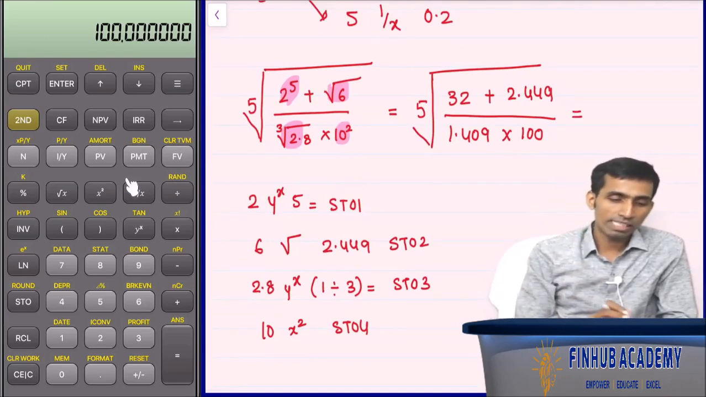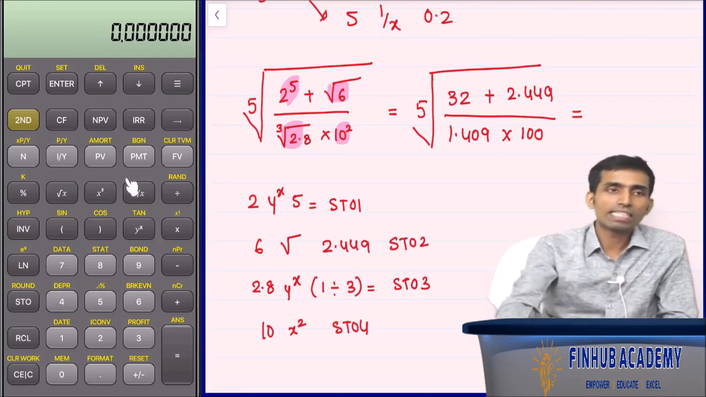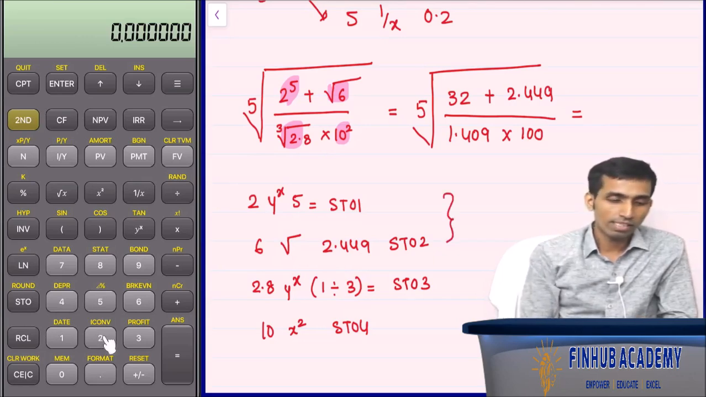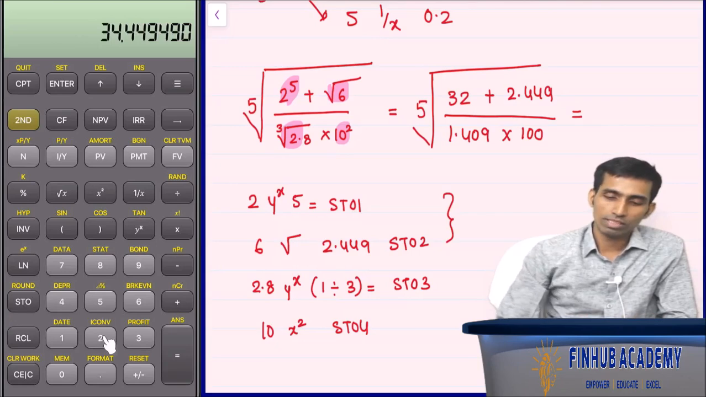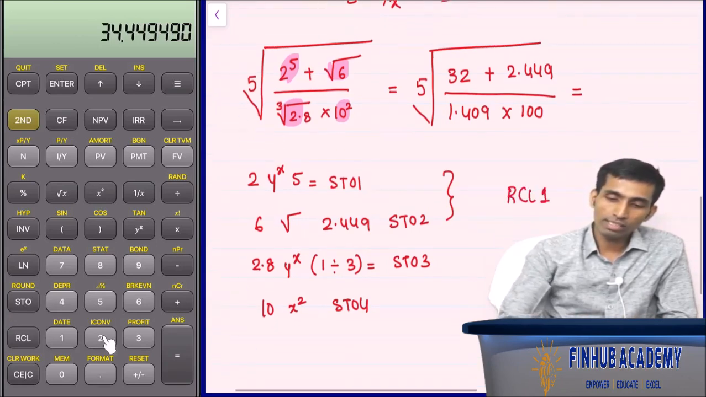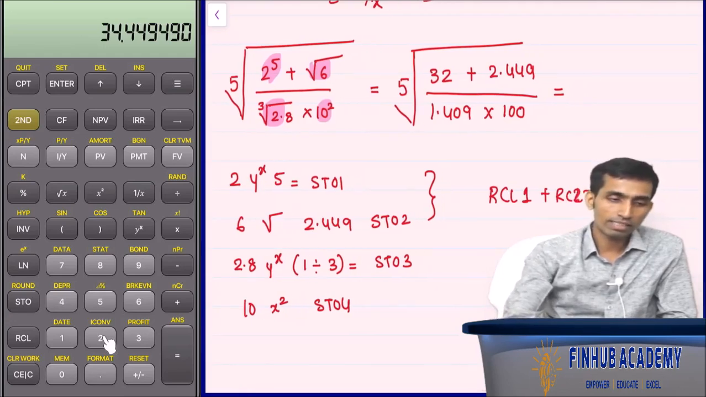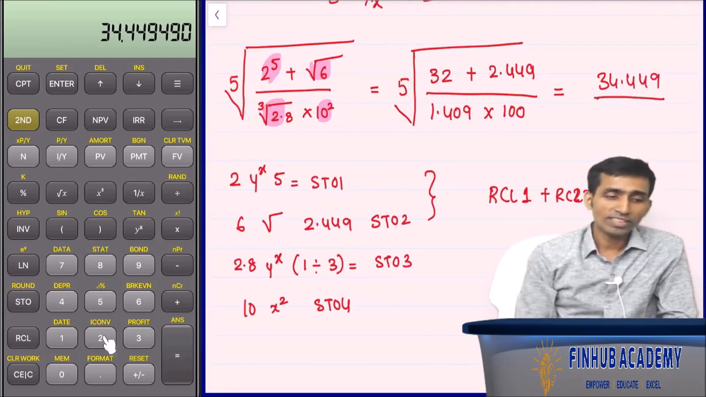Cancel. What I am saying is, it has already been stored. To recall, see here there is a button RCL. So RCL1, and that will be plus with what? RCL2. Both I have to add. So RCL1 plus RCL2 equals, and what I am getting is the numerator, 34.449 something like this, upon, fine.